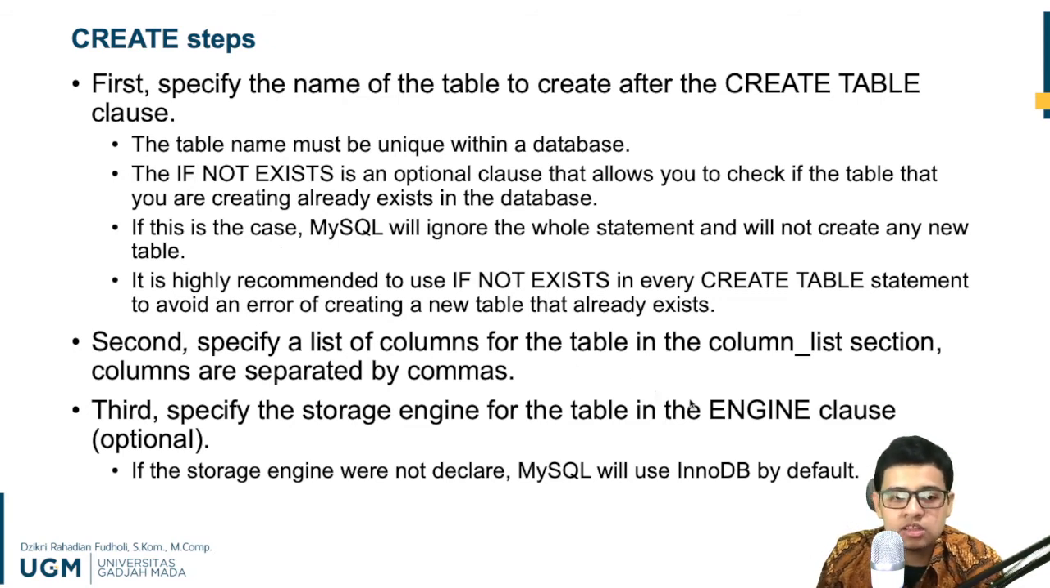The second one, we need to specify a list of columns for the table in the column list section. Columns are separated by commas, so later we'll see the example. The third one, which is optional, we need to specify the storage engine of the table in the engine clause. But in practice, we'll just be using InnoDB as the default. So when we are practicing in this video, we're going just by default.